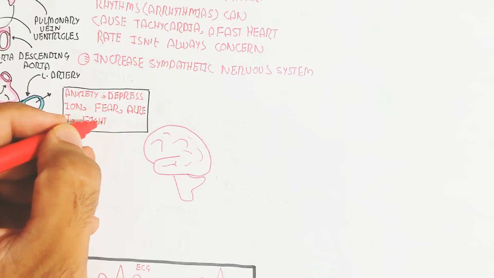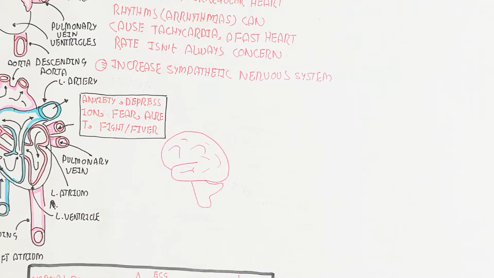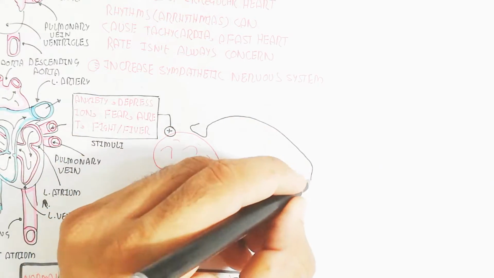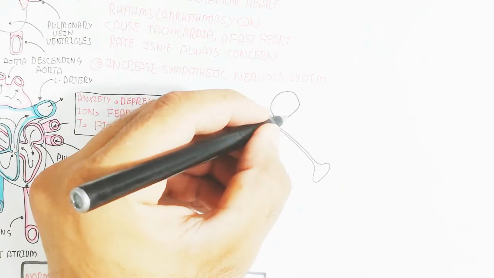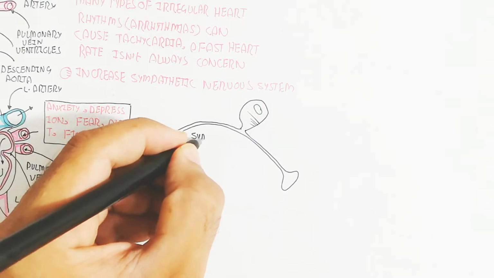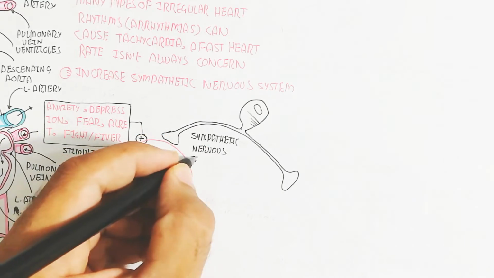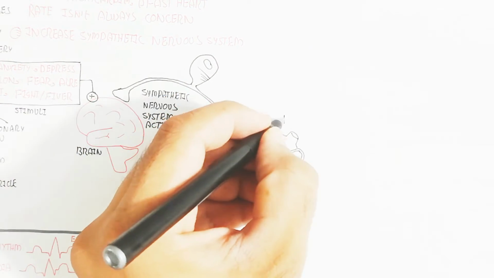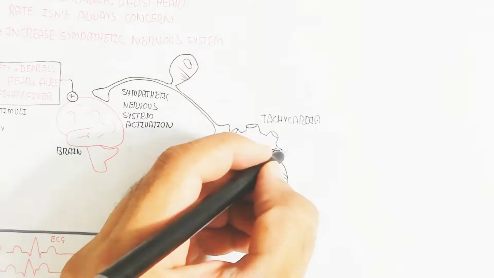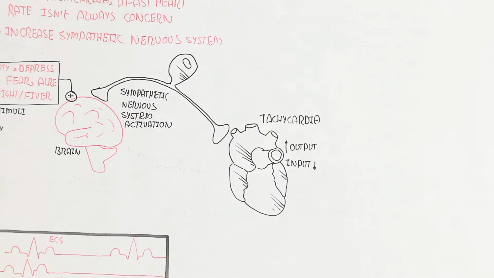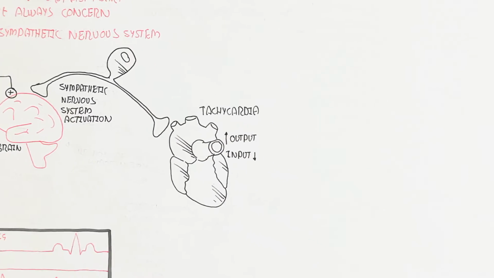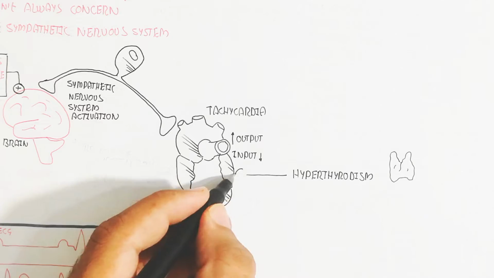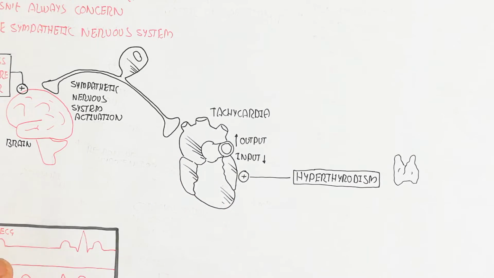Basically, this will stimulate the brain, a specific area of the higher brain cortex, which will lead to stimulation of the sympathetic nerve fibers. This sympathetic nervous system activation will target the heart and blood vessels. When it targets the heart, it will stimulate, through a neurotransmitter, the sinoatrial node for firing. In this way, the output of the heart will be increased while the input will be decreased. That means it will increase the heart rate, meaning increased blood pressure.